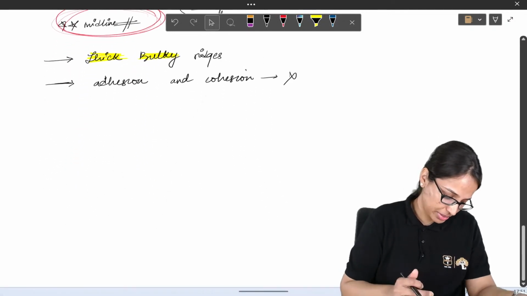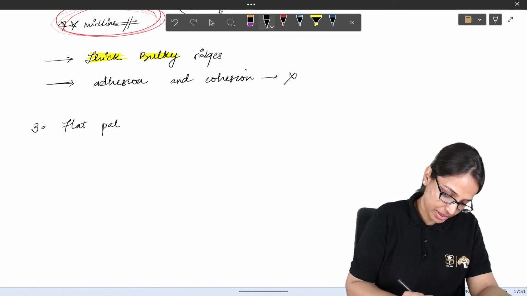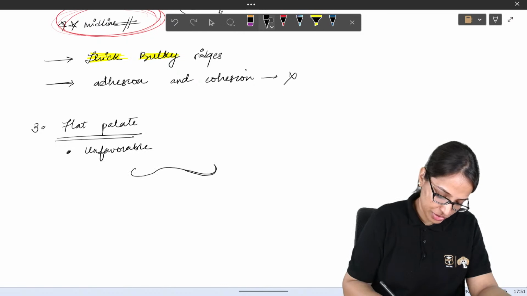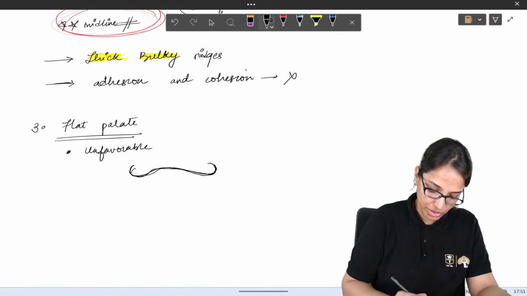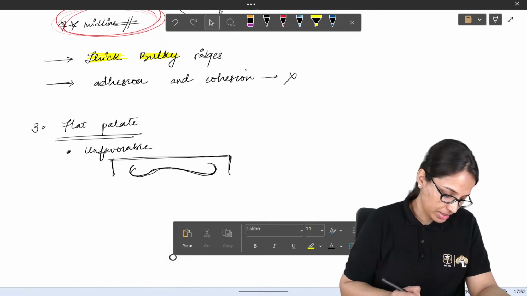The third anatomy that we see is a flat palate. We see a lot of flat palates these days in clinical practice also, very unfavorable clinically. The reason is that there is absolutely nothing that gives you retention, stability and support. So from the very beginning, you need to search for alternate means of retention, alternate means of gaining stability and support.